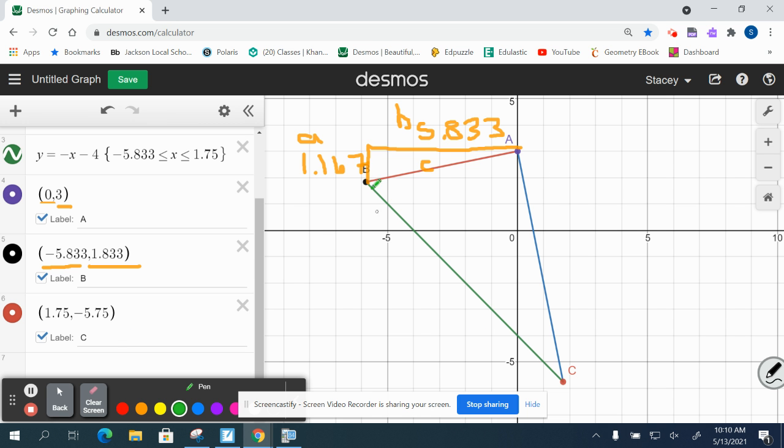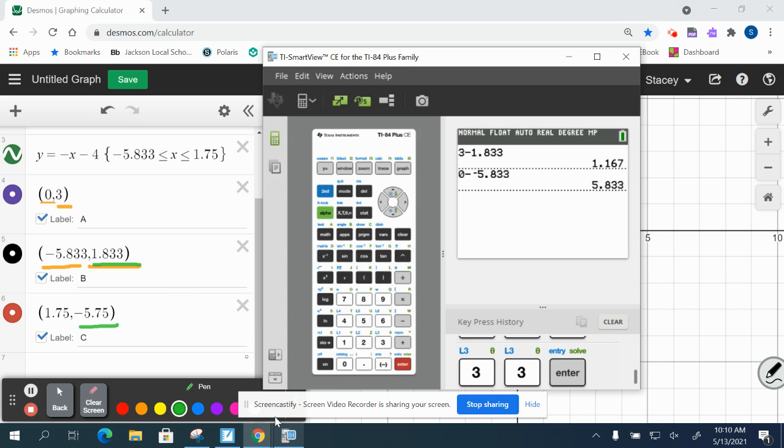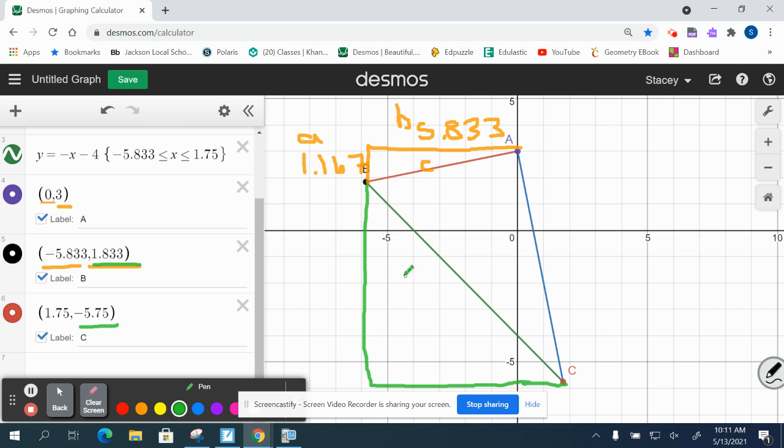So let's do BC next. I'm going to go down, make a little right triangle, go down and over. And then for the width, so up and down, I'm going to subtract the y. So I'm going to subtract B minus C, since that's going to be higher. So the y for B minus the y for C. So 1.833 minus negative 5.75. I have another negative. 1.833 minus negative 5.75. And that gives me 7.583.